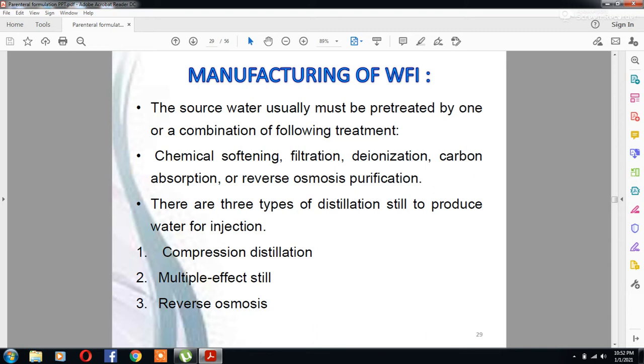Manufacturing of water for injection: the source water usually must be pre-treated by one or a combination of the following treatments, like chemical softening, filtration, deionization, carbon adsorption, or reverse osmosis purification. There are three types of distillation still to produce water for injection. The first one is compression distillation, the second one is multiple effect still, and the third one is reverse osmosis.